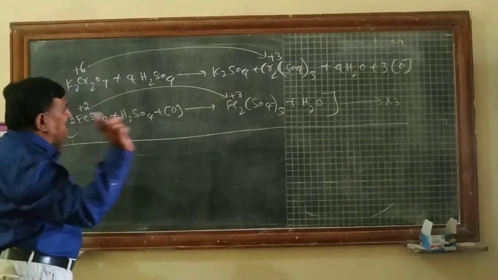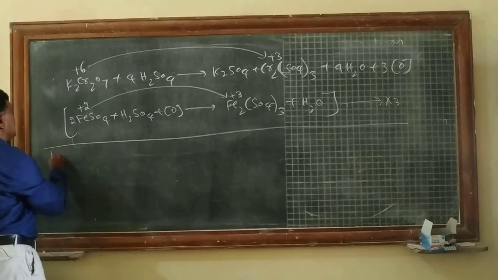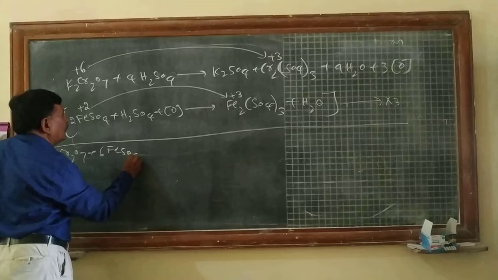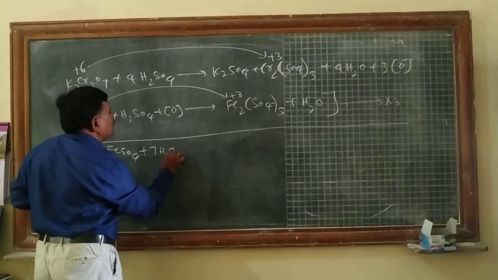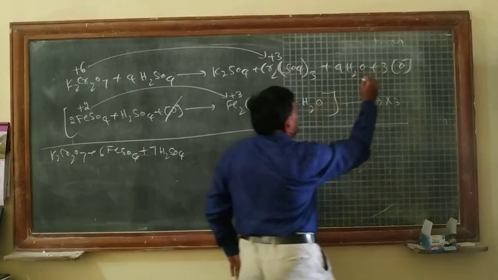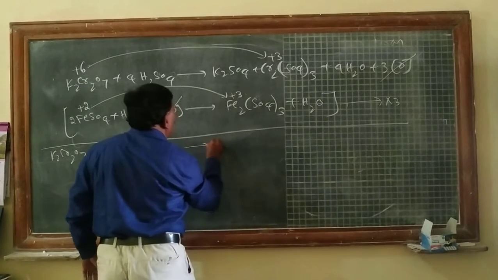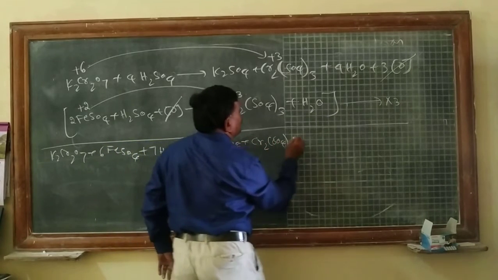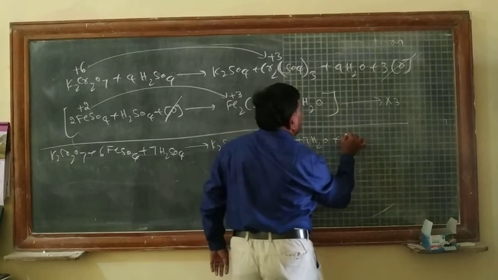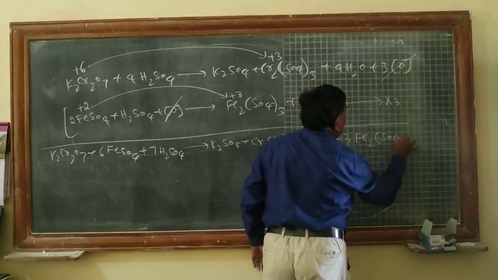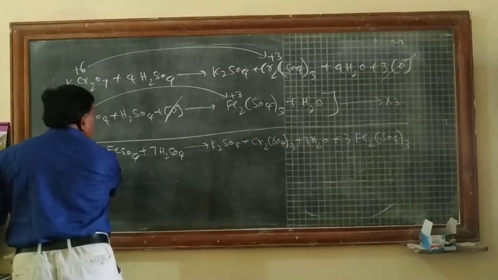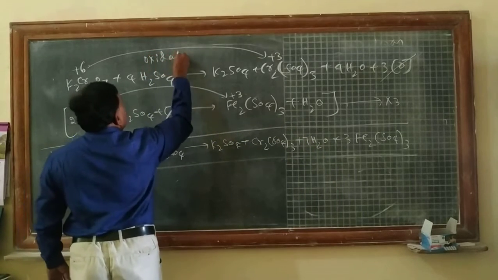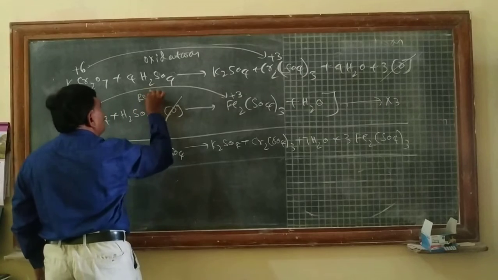Then we will be having a simple exam. Suppose you write down this equation: K2Cr2O7 plus 6 FeSO4 plus 7H2SO4. These nascent oxygen atoms will get cancelled. So you can write the overall equation as K2SO4 plus Cr2(SO4)3 plus 7H2O plus 3Fe2(SO4)3. In this equation, the first one undergoes oxidation, and the second reaction undergoes reduction.